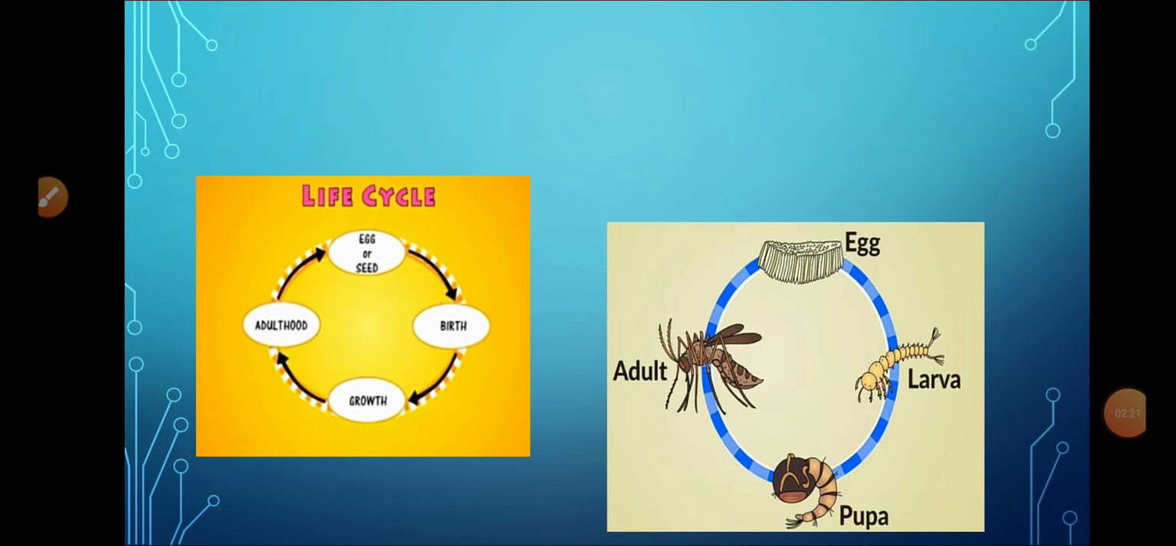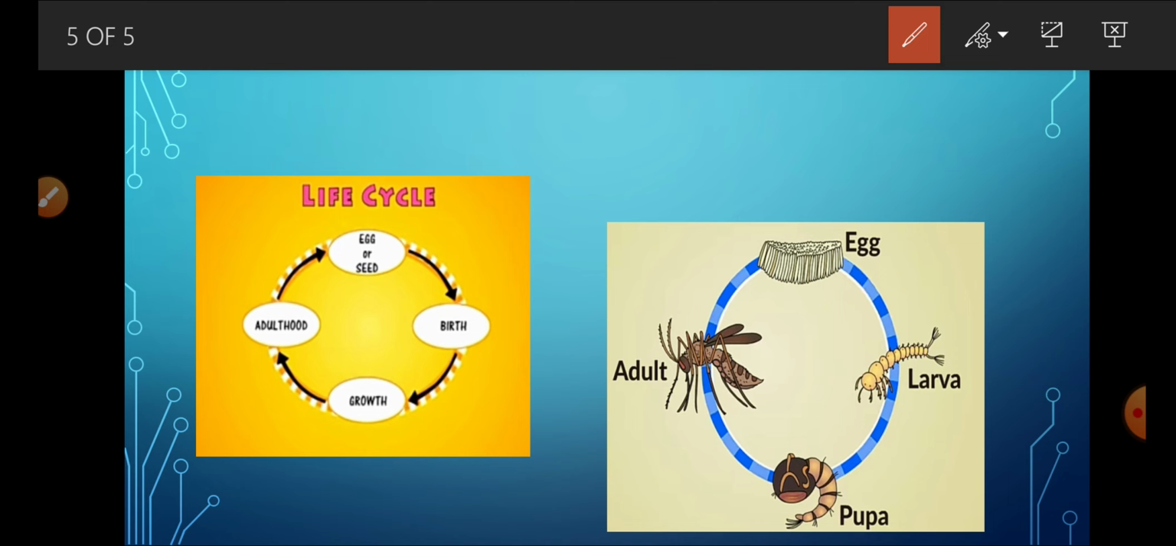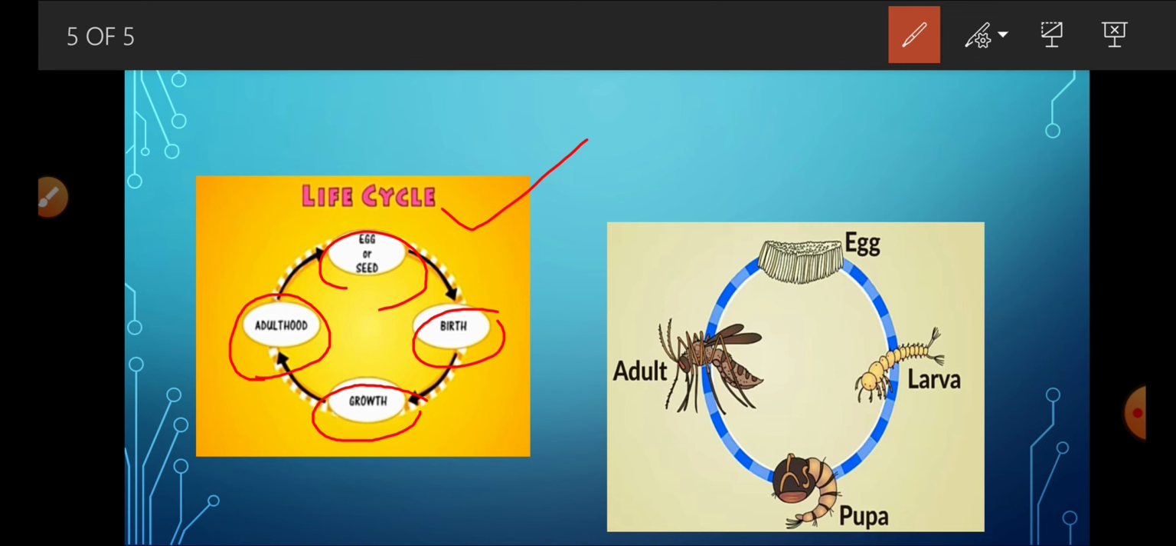Now we will understand the life cycle of a mosquito. As we know, the life cycle of any creature is like this: it produces eggs or seeds, then it gives birth to its young one, then its young one grows and then it reaches adulthood. Got it? Now we will compare this image to this image. Okay?